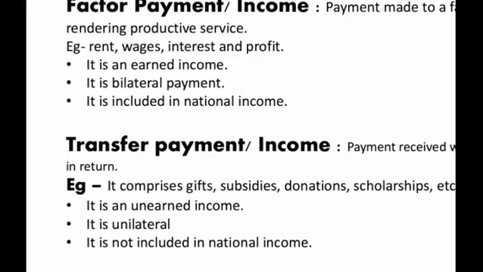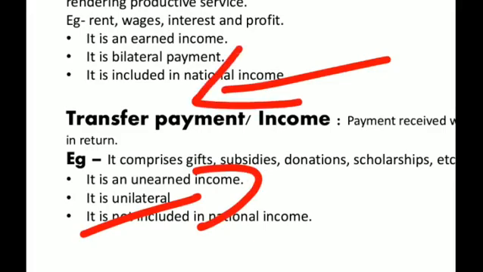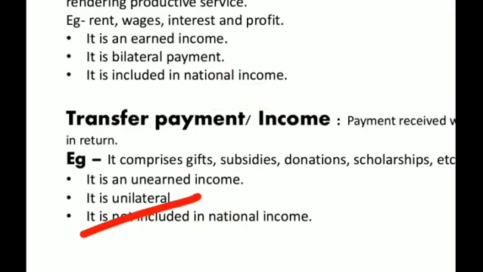It is bilateral, which means two persons are involved in this. One has worked and the other has given money. So it is a bilateral payment, and that's why it is included in national income. It is not money which is received free of cost. You have given something to another person, that's why you have received the money. So that's why it is included in national income.